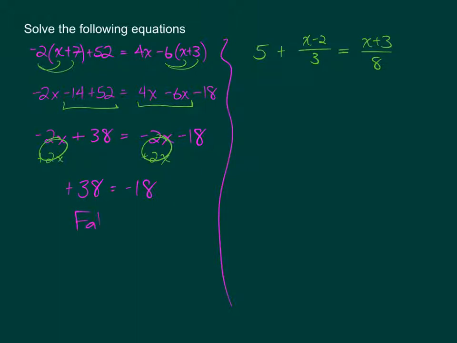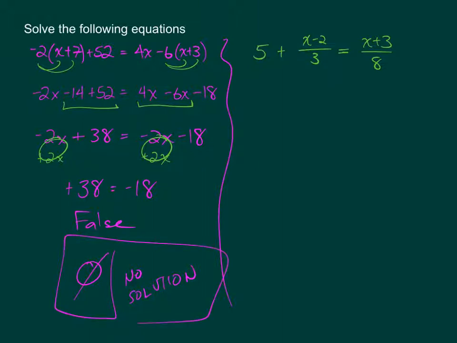This one's false. That means my answer is no solution, or again, you can write out the words if you'd like. Either one of these works, but if you get something that's false at the end, like 38 equals -18, you can give either of these answers and you'll be correct.